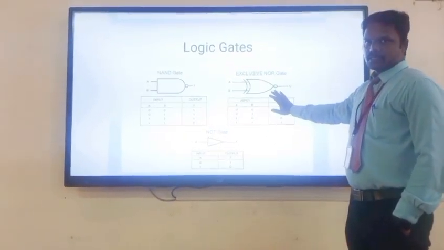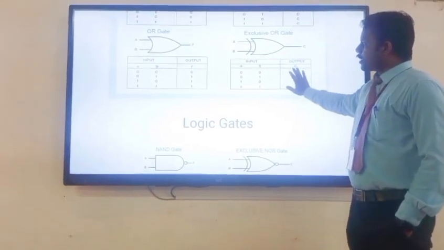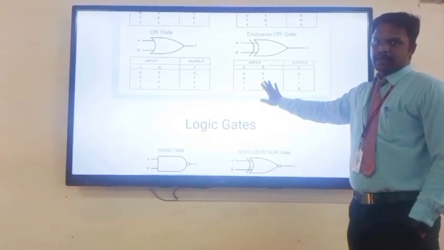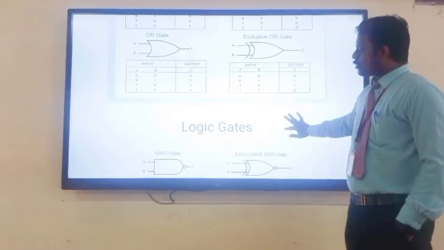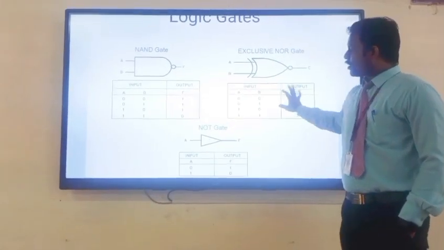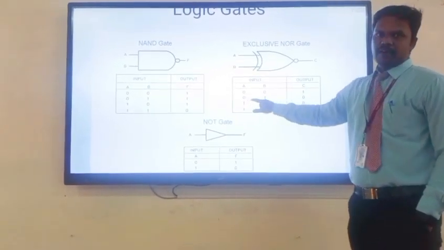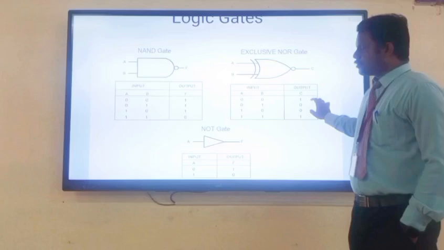So next one is the exclusive NOR gate. This operation is just the opposite operation of the XOR gate. In the XOR gate, when you have the input as the same, it produces logical 0. Here, XNOR in the sense whenever you have the same input, output equal to 1. Whenever you have different input, output equal to 0.